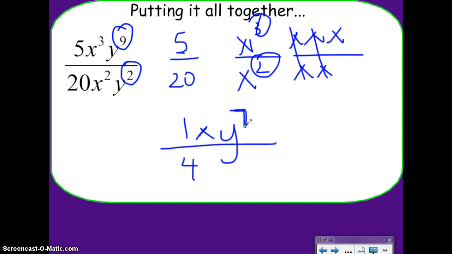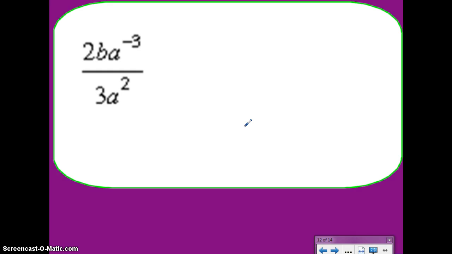Okay, let's try another one. These are a little blurry, but it still gets the point across. So again, the first thing I look at is the fraction, the 2/3. And I ask myself, can I simplify 2/3 at all? And the answer would be no, so I can't do that. So then I stretch it out. Then I look at the b.